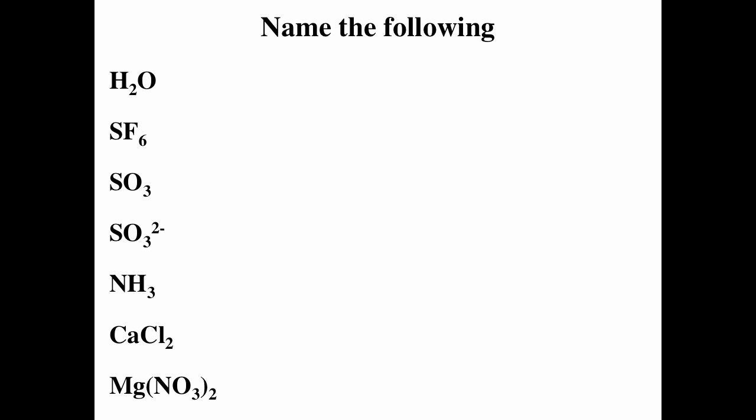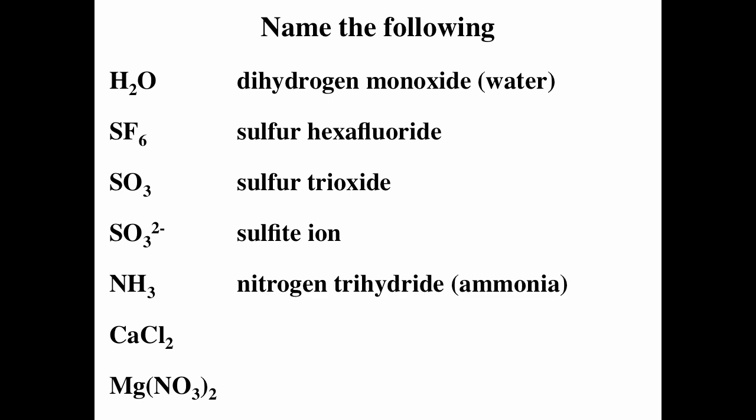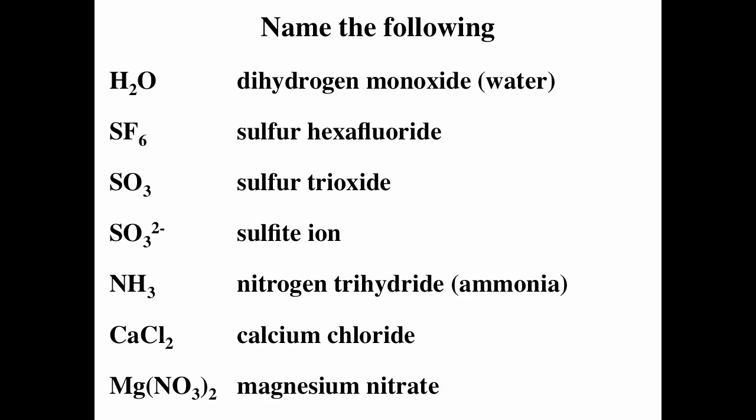And so we look at some examples. For water, we'd call it dihydrogen monoxide, then sulfur hexafluoride, sulfur trioxide. Now, SO3 2-, that's a sulfite ion, and that's one of the polyatomic ions you should recognize. Nitrogen trihydride, which is ammonia. Now again, calcium chloride is an ionic compound, and so for ionic compounds, we never use the di, tri, or tetra. Magnesium nitrate is also an ionic compound, so we do not use di, tri, or tetra.